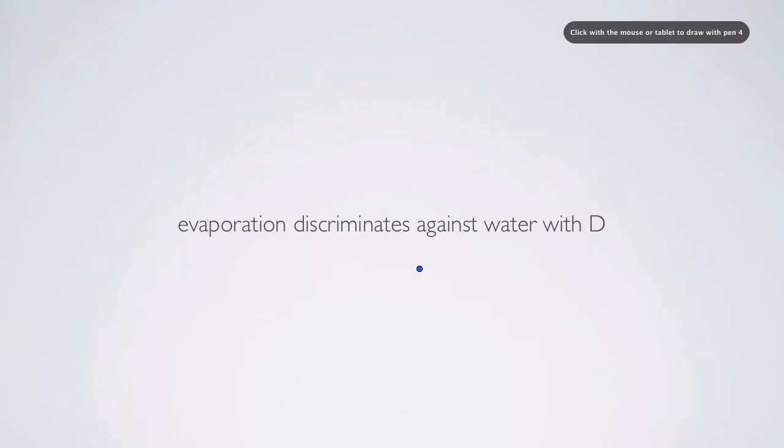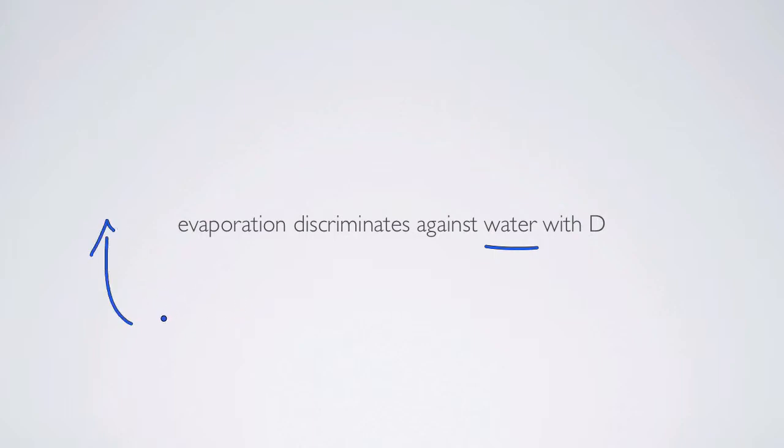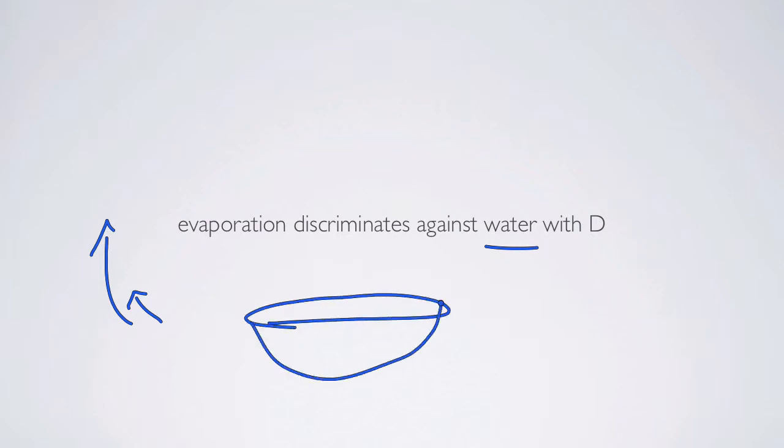Now the key for thinking about how we're going to use isotopes of water, well, isotopes of hydrogen in water, is that evaporation discriminates against water with deuterium. Water with deuterium is heavier than water without deuterium, and so water without deuterium is going to evaporate a lot more readily than water with deuterium. And so the more evaporation you have, the more enriched the remaining pool of water becomes in deuterium, and the more depleted the evaporated water becomes over time.